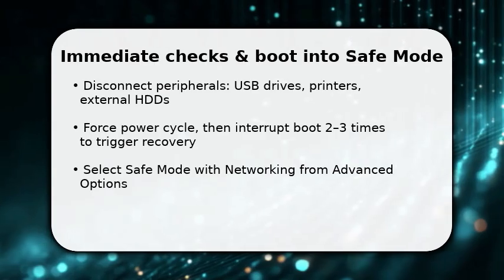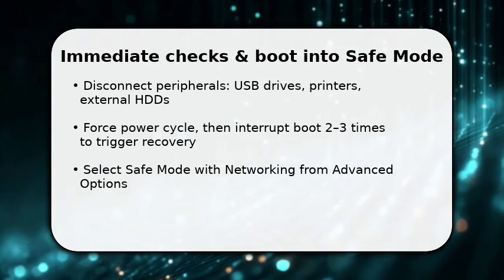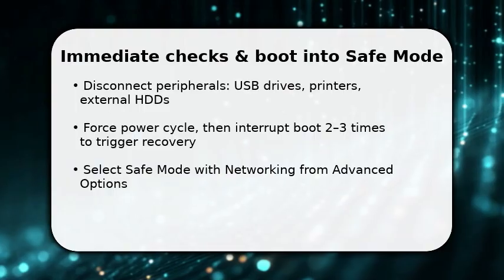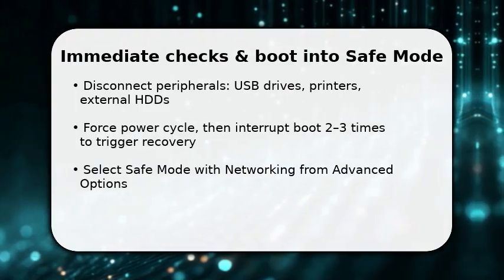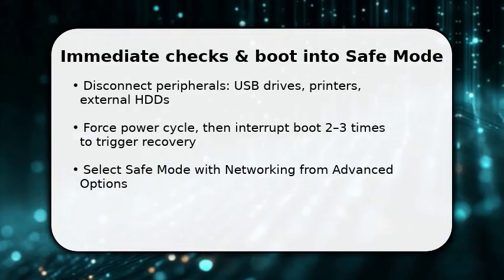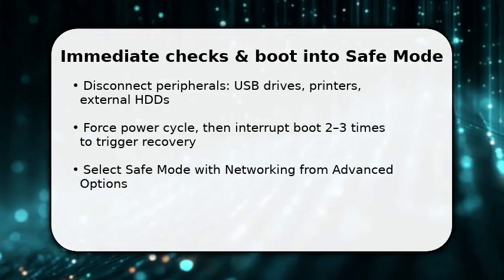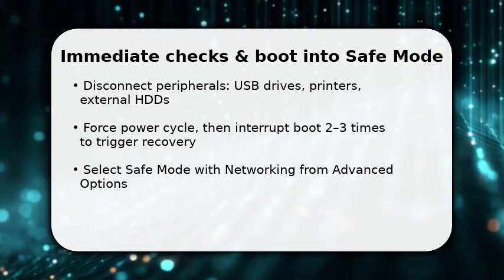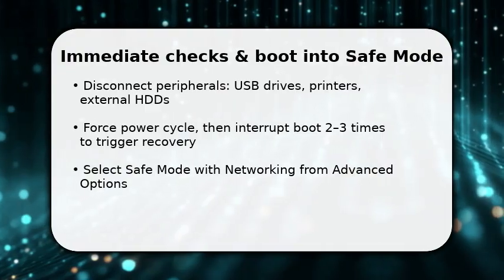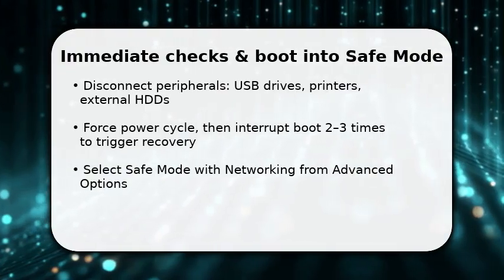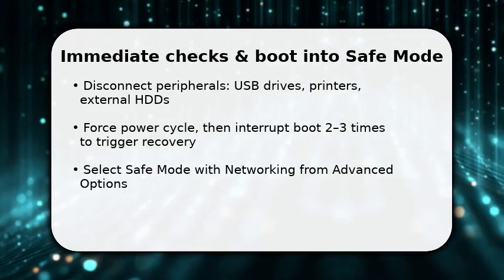Enjoy the video. You start now by isolating variables. Unplug all non-essential peripherals and power cycle the machine. If Windows keeps looping, force 3 interrupted boots to reach the recovery environment. Once there, choose Troubleshoot > Advanced Options > Startup Settings, and boot into safe mode with networking. You do this to load a minimal driver set and rule out third-party drivers or startup apps.